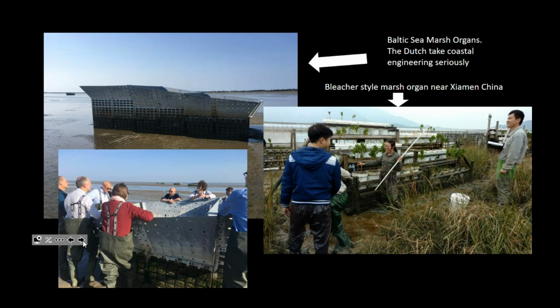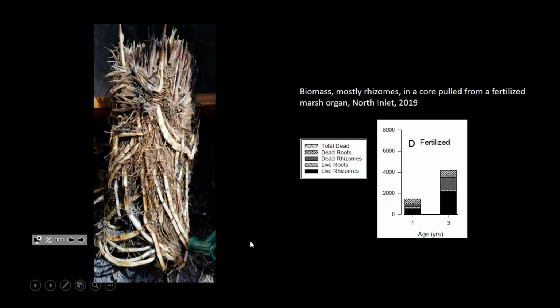As I said, people are trying to improve upon the design. This is a Dutch marsh organ out in the Baltic. They have baffles built around it to keep the wave action from killing the plants. You see the different elevations they have inside this contraption. This is nuts. And here's a design they're using near Xiamen, China. They've got the bleacher version of marsh organs in China. So there's more than one way to skin a cat, I guess.